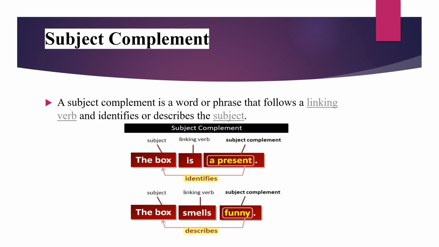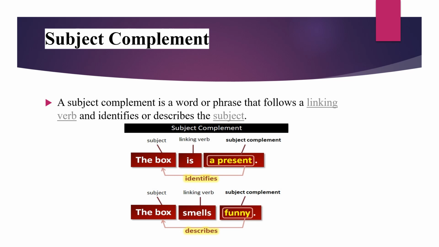As you can see, we have an example in the form of a sentence: the box is a present. The box is the subject, the linking verb is "is", and the subject complement is "a present". So there are three chunks in this whole sentence. Whenever you see a linking verb, what follows is always a subject complement.